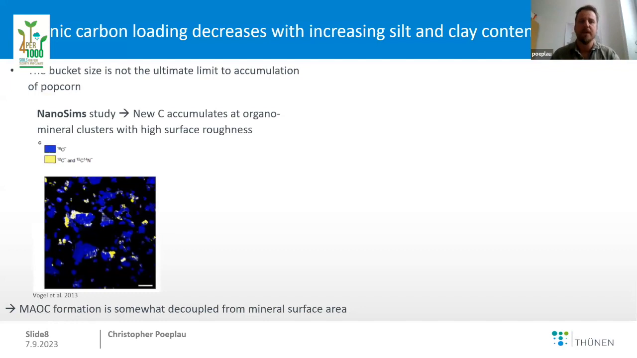And we should also keep in mind that the accumulation of mineral-associated organic carbon is patchy in the soil. So it doesn't happen like a homogeneous layer. It happens at specific hot spots where the surface is a bit rougher and things like that, as you can see here in the NanoSIMS picture.